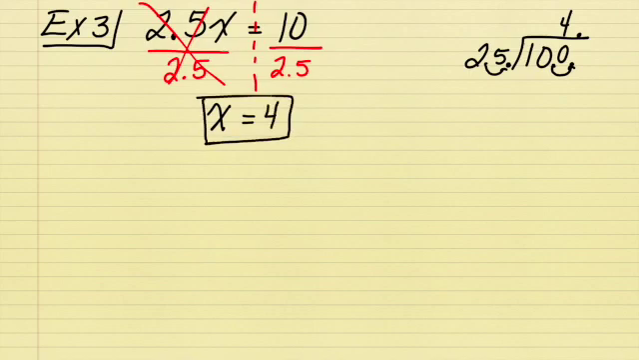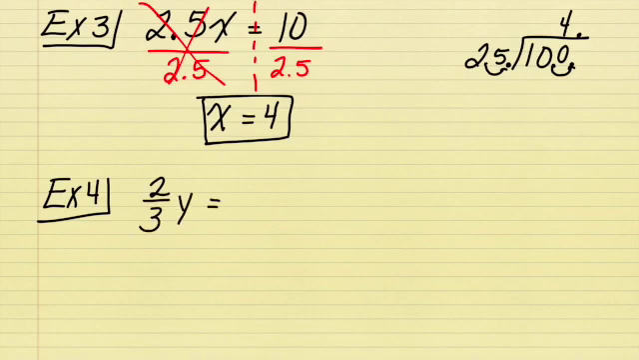Okay, let's look at another one. Example number 4. Some of these are going to look weird, so let's look at one of those. How about 2/3 times y equals 6? Okay, this is a fraction times y.